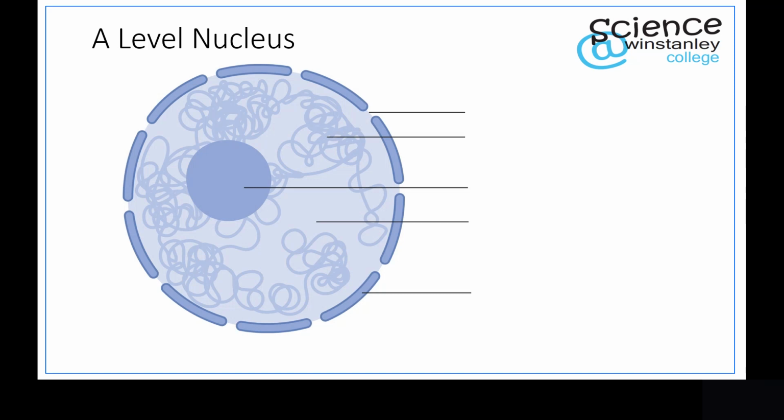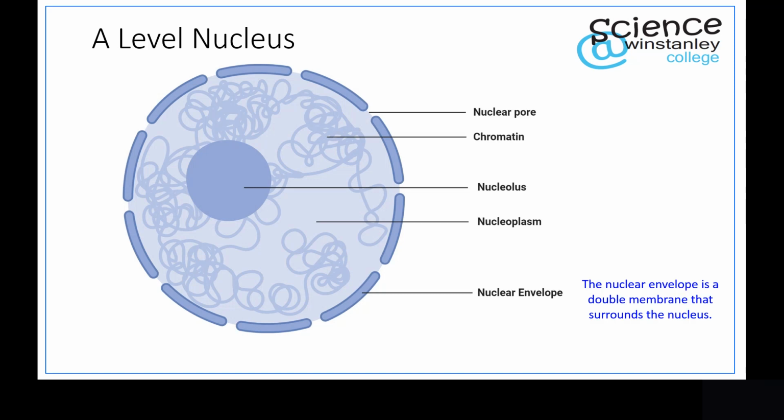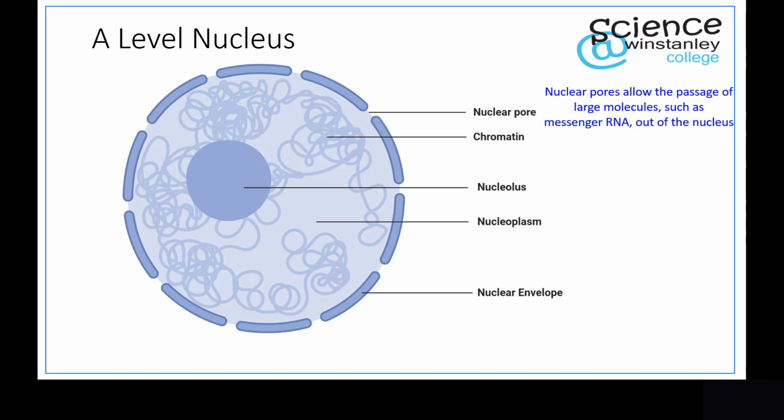So let's take a look at the function of all of these different parts of the nucleus. Okay, so the nuclear envelope, like I said before, is a membrane that surrounds the outside of the nucleus. Now, it's actually a double membrane, so there's two layers of membrane here. Okay, the nuclear pore, like I say, is a gap in that nuclear envelope, and that allows molecules to enter or leave the nucleus.